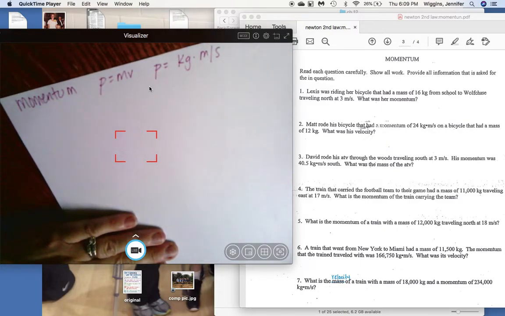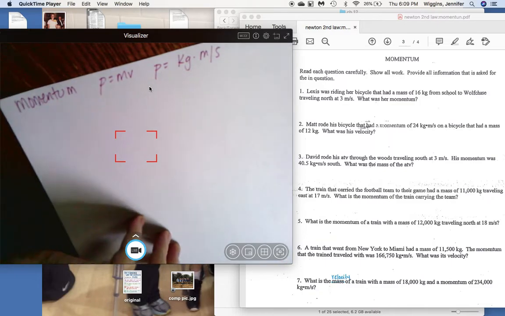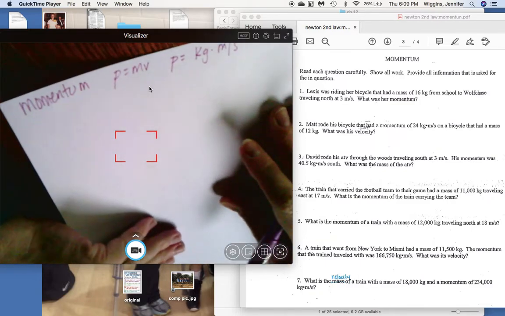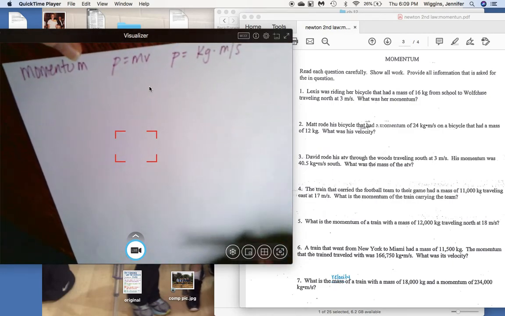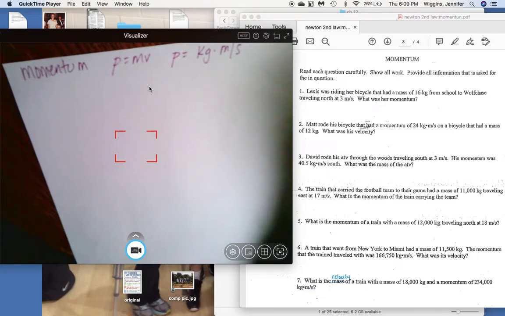I'm going to go over some momentum problems. I was going to use the book, but I remembered that there are no momentum problems in the book for us to use. So I'm going to use the worksheet that you're going to do for homework tonight, and I'm going to do 3 problems, and then you'll have to do the rest of them.